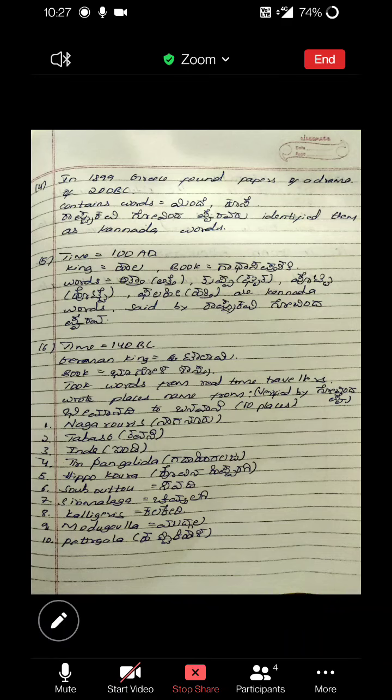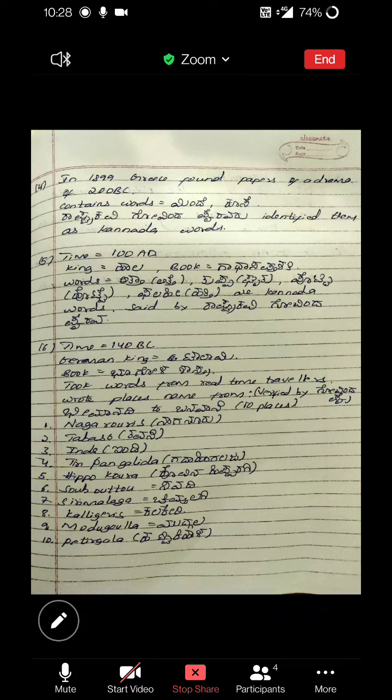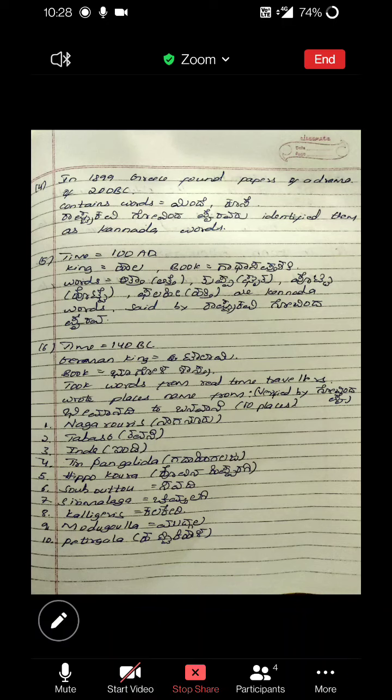The next is around 100 AD. King Hala wrote a book called Gaha Saptashati. The words contained in his book were Atta, which means Atte, Tuppa, Ghruta, Potta which means Hotte, and Falahi which means Hatti. These are all Kannada words, according to Rashtrakavi Govinda Pai, in 100 AD.